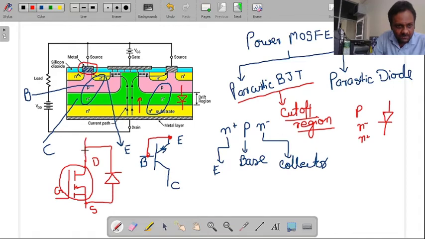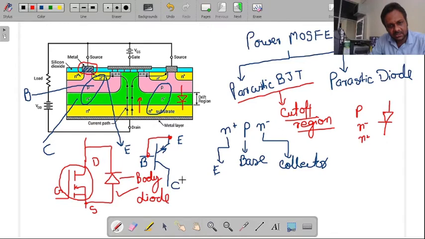So the power MOSFET is represented like this: the MOSFET with a body diode. It is called a body diode. In all power circuits, if you are using the power MOSFET, you can always see this body diode connected in anti-parallel.